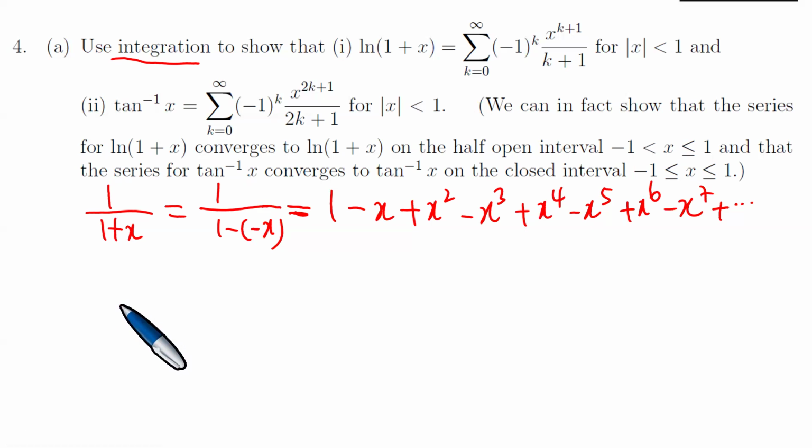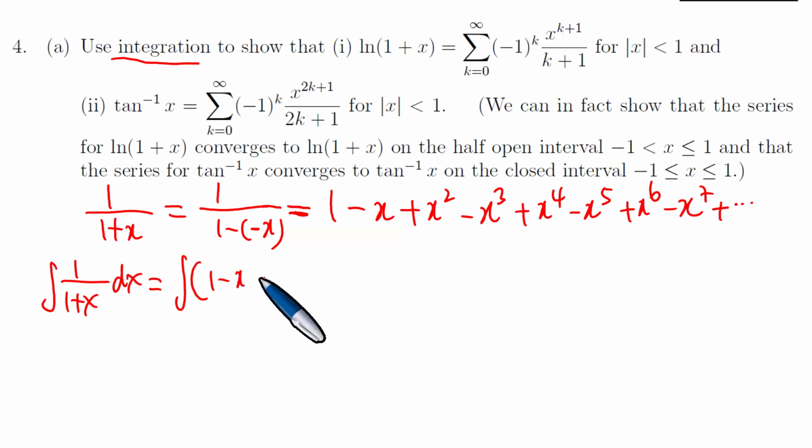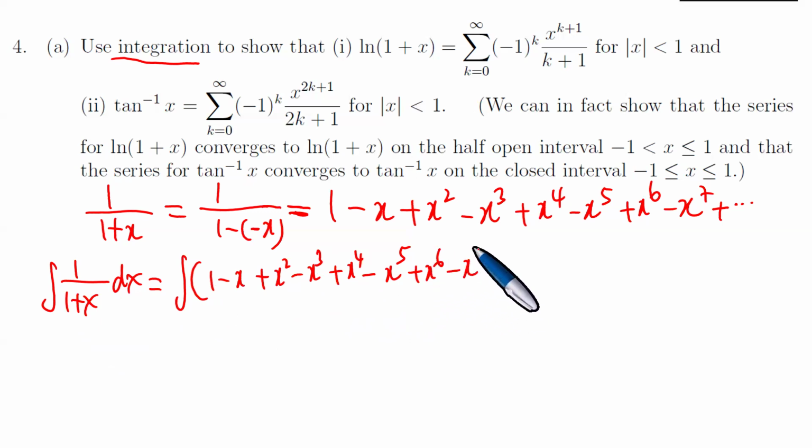so we continue. I want us to discuss this integration technique. But first you write down this formula and then you're going to integrate both sides. When you integrate both sides, you integrate the 1 over 1 plus x. Simultaneously, you integrate 1 minus x plus x squared minus x cubed plus x to the fourth power minus x to the fifth power plus x to the sixth power minus x to the seventh power and so on dx.